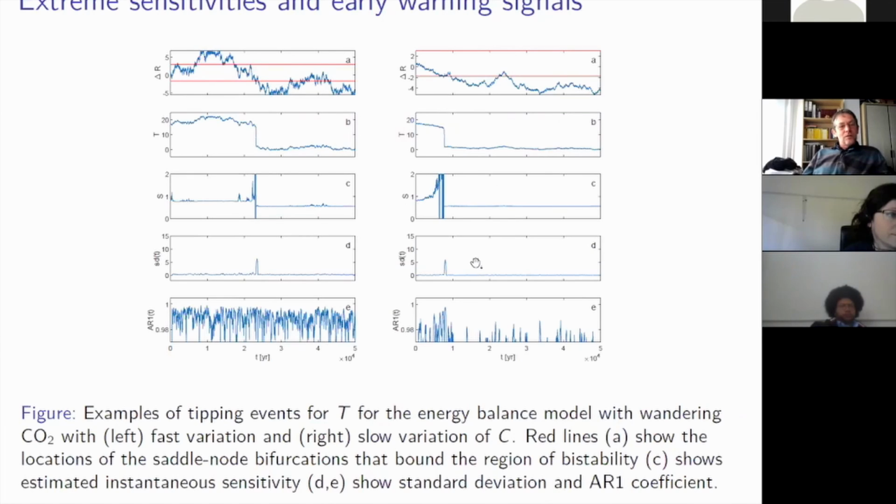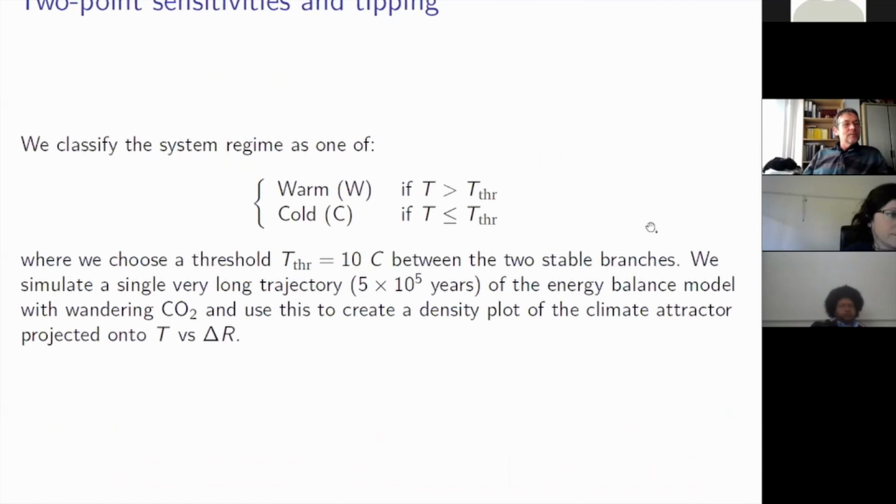Again, standard deviation we couldn't get much out of. AR1 looks a bit more promising in this case. So one of the things I guess it would be interesting to do is to quantify exactly what the timescale separations need to be to give good, reliable early warning signals, and how early they can be.